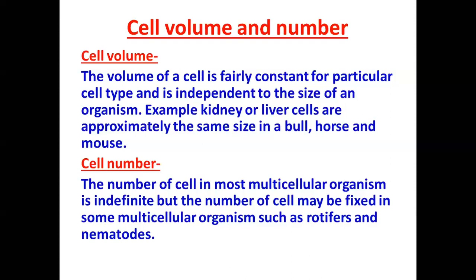Now, next is cell number. What is cell number? The number of cells in most multicellular organisms is indefinite, but the number of cells may be fixed in some multicellular organisms, such as rotifers and nematodes. These are basically aquatic animals, which are similar in cell number. The number of cells in a multicellular organism is usually correlated with the size of the organism. A small-sized organism has fewer cells in comparison to a large-sized organism. Clear?